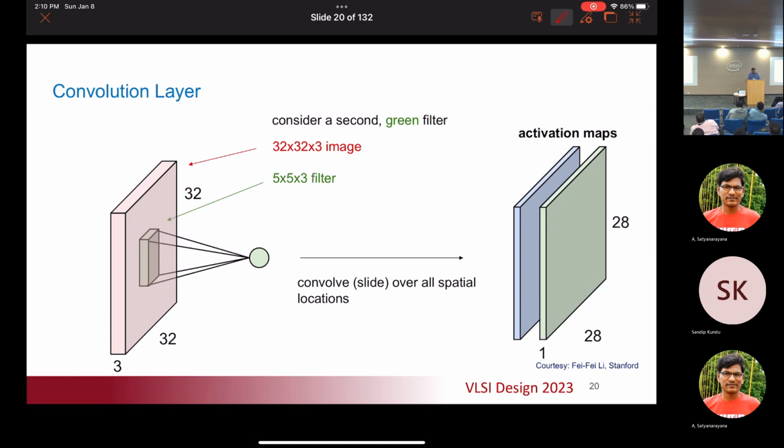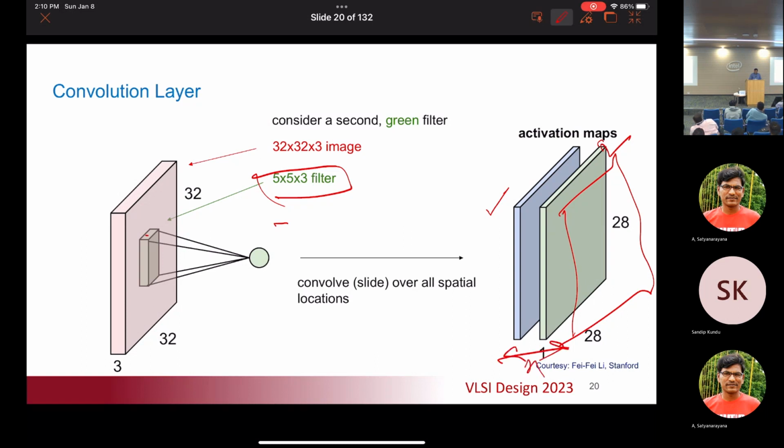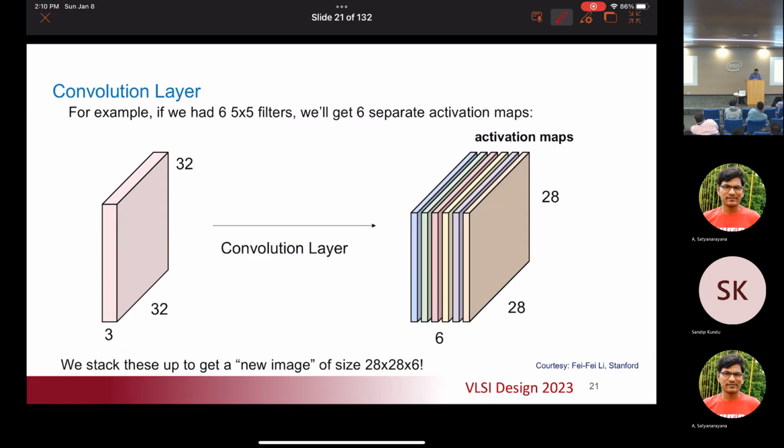And when you do that with one filter, we'll get one activation map. Then if you do another filter, we'll get a second activation map. And if you do a third filter, we'll get a third activation map. So we are stacking activation maps depending on how many filters we are applying. When you apply n number of filters, we'll end up with a depth of n in the activation map. In this particular case, suppose we applied 6 filters, we'll get 6 different activation maps, and that's how we have done the convolution process.